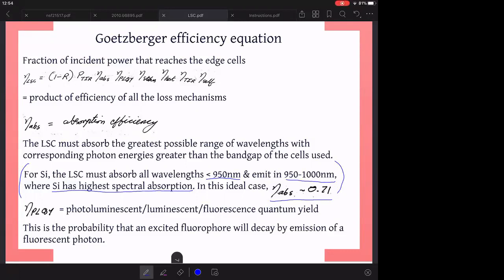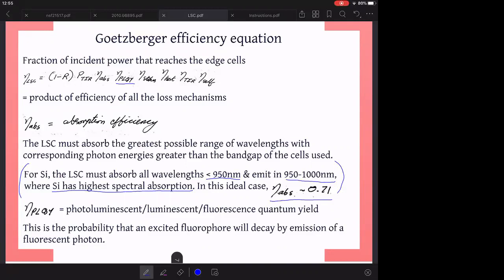The next term here is something called the photoluminescence quantum yield, which is essentially once the molecule absorbs the sunlight photons, it has to re-emit. What is the probability with which that re-emission happens? Because the molecule, once it absorbs photons, can do many things. It can do other things other than re-emission. There are other quantum mechanical processes that happen. But what is the probability that re-emission actually happens?